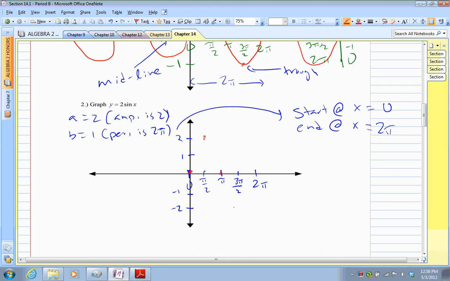Then it keeps going down to negative 2, and then back to 0, so that's how the graph looks. So you can see the difference between that one and the original graph. Period stays the same, but amplitude is obviously different. Okay, any questions so far about that one? No? All right. I'm going to stop the video and make a new one.